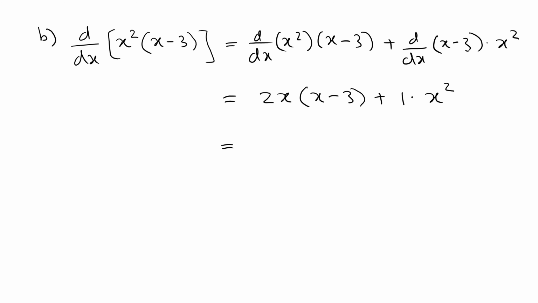When you simplify, you're going to get 2x squared minus 6x, plus x squared. I'm writing all these steps for clarity, but you really don't need to write them later. You can just simplify, so you don't need this step.